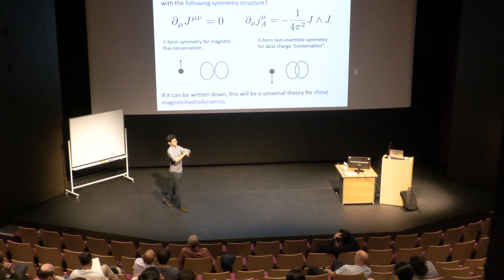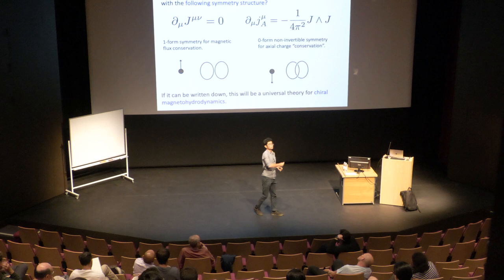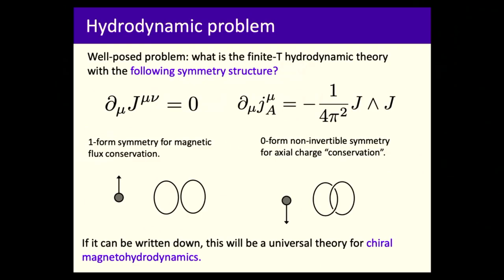That's what's happening. That is the symmetry principle captured by this, which we can now finally very formally write in terms of these non-invertible symmetries. And this is a very reasonable thing to look for. In MHD, actually, magnetic field lines, at lowest order in derivatives, don't ever change linking. Linking is a conserved quantity in some sense. And so trying to write a theory to describe this is a very reasonable thing to do. And if this is possible, this will be a universal theory for what is called chiral magnetohydrodynamics. And that's my goal, and that's what I'm going to work towards in the remaining time.